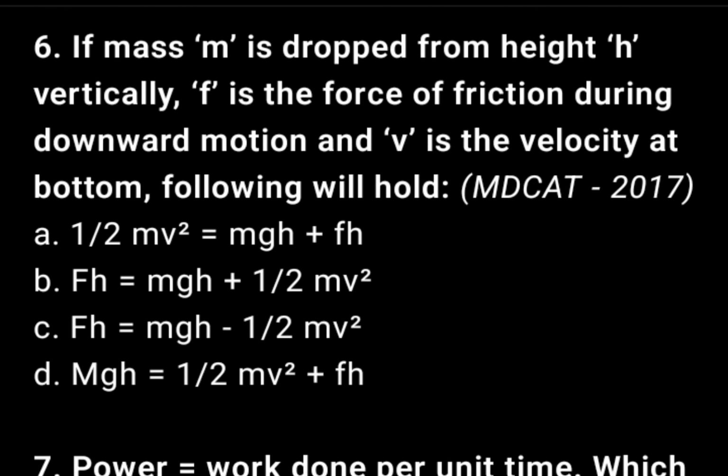6. If mass m is dropped from height h vertically, f is the force of friction during downward motion and v is the velocity at the bottom, the following will hold, MDCAT 2017. A. 1/2 mv squared equals mgh plus fh. B. fh equals mgh plus 1/2 mv squared. C. fh equals mgh minus 1/2 mv squared. D. mgh equals 1/2 mv squared plus fh.